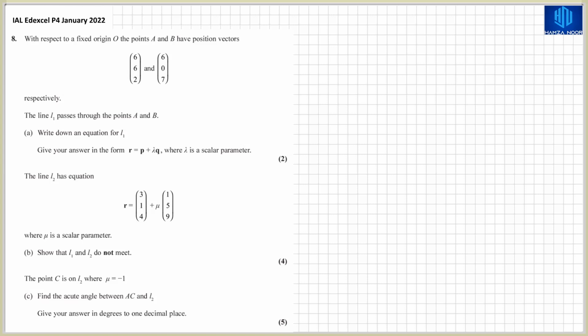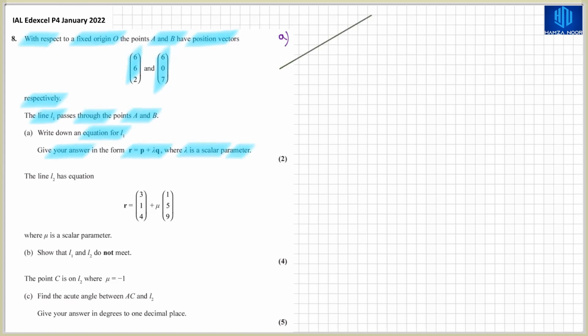This is Hamza Noor, and in this particular video I'm going to solve question number 8 of the International A-Level Edexcel P4 January 2022 paper. It says that with respect to a fixed origin O, the points A and B have position vectors (6, 6, 2) and (6, 0, 7) respectively. The line L1 passes through the points A and B. The requirement of part A is to write down an equation for L1. Give your answer in the form r = p + λq, where λ is a scalar parameter.